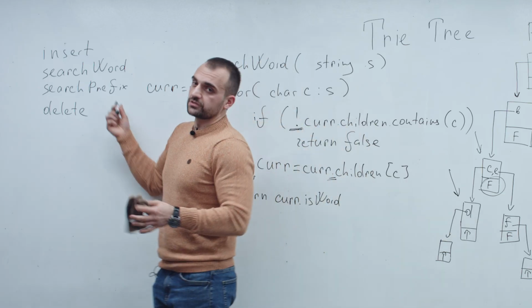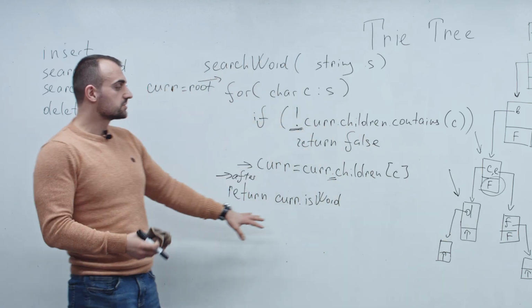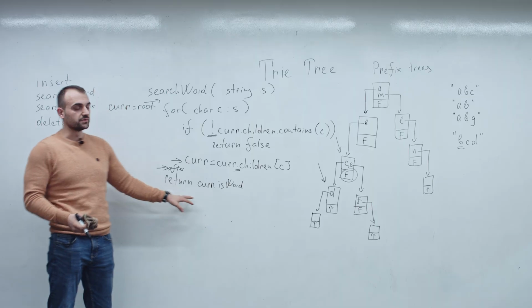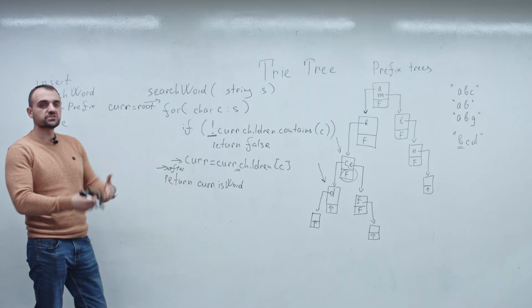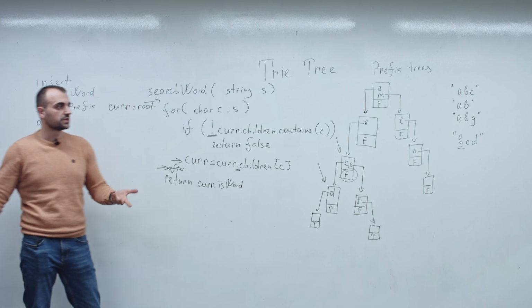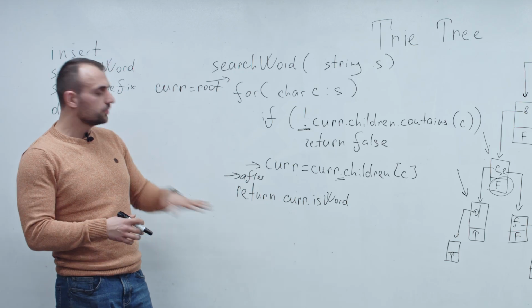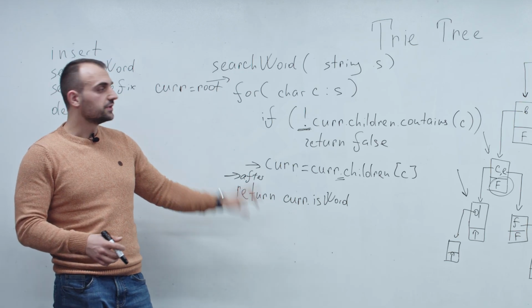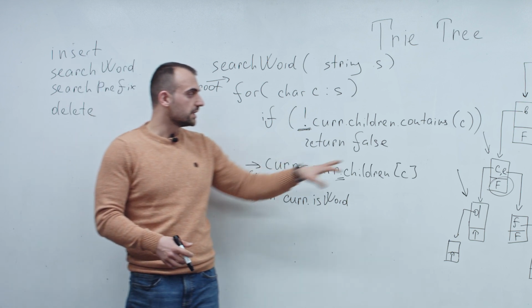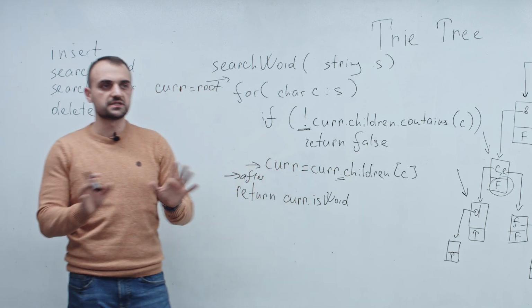For the operation of search prefix, you won't have this isWord return statement here because you're just searching for prefix, right? You don't care if it is a word or not. You'll always return true. The only way you'll return false is if you can't find the character in some node.